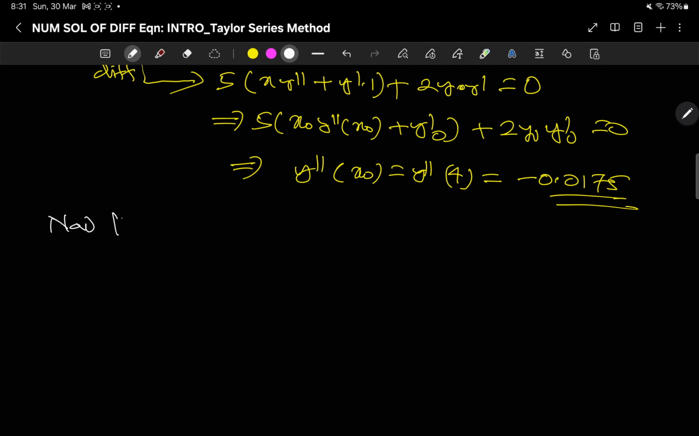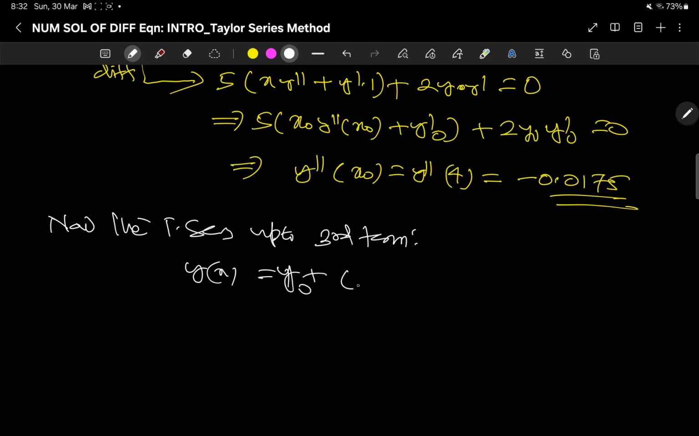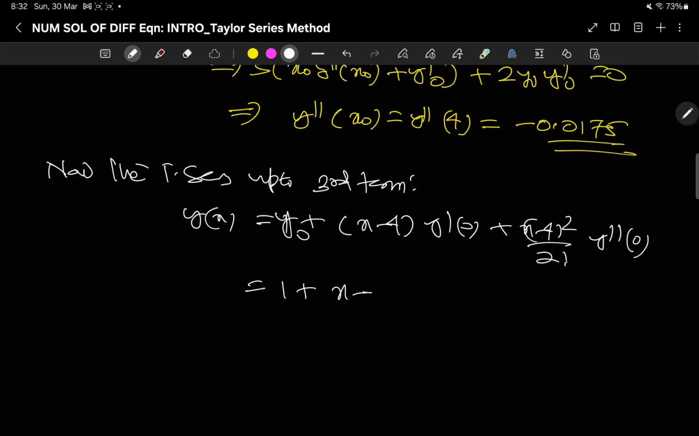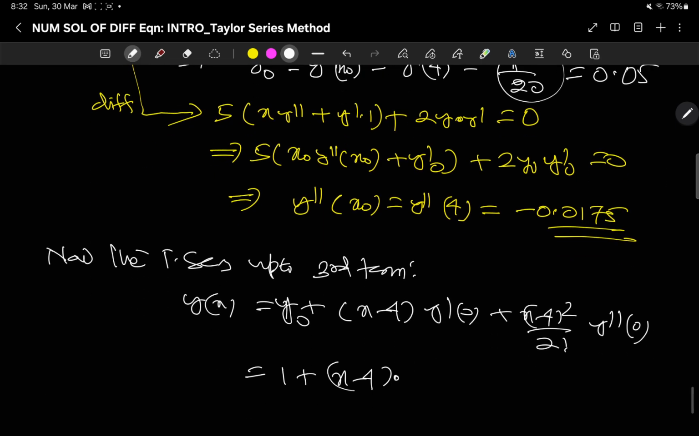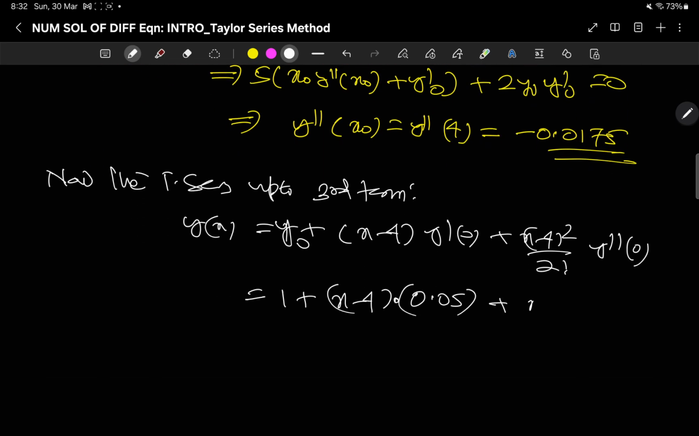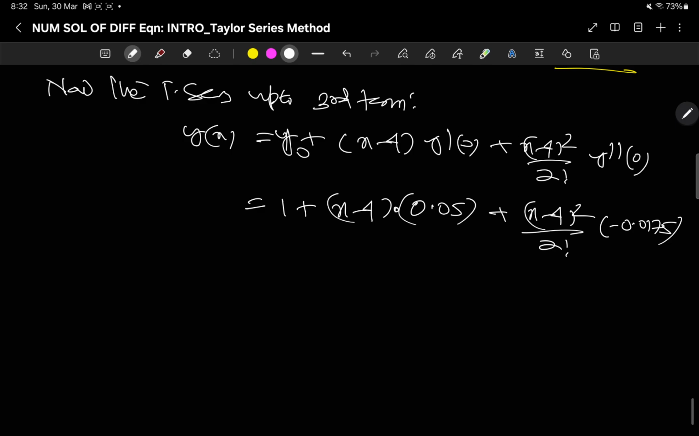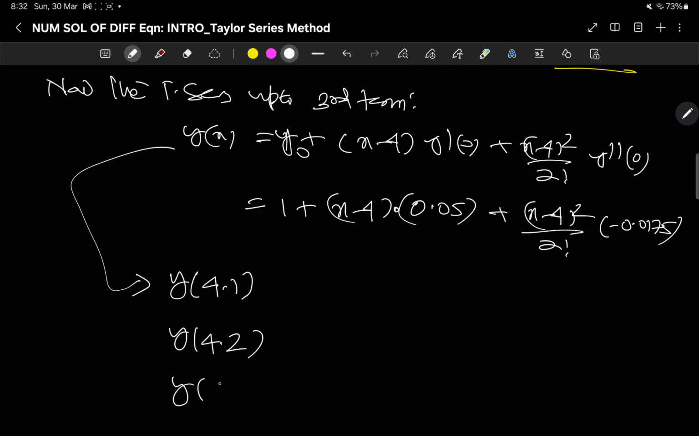Now considering this, we have up to the third term, the Taylor series expansion. Up to the third term, y(x) is equal to y0, which is 1, plus (x minus 4) into y'(0), which we got as 1 by 20, here 0.05, plus (x minus 4) square by factorial 2 and y''(0) is minus 0.0175.